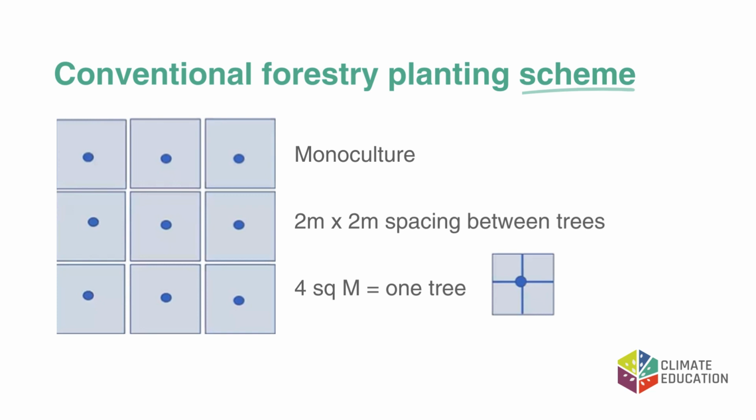So we see there that in an area of 4 square meters, we've got 1 tree planted. And this is for most plantation forestry processes where they are planting monoculture, so just 1 species.